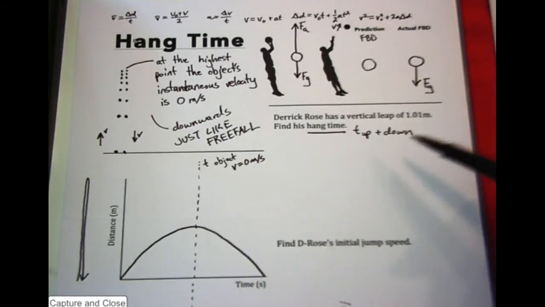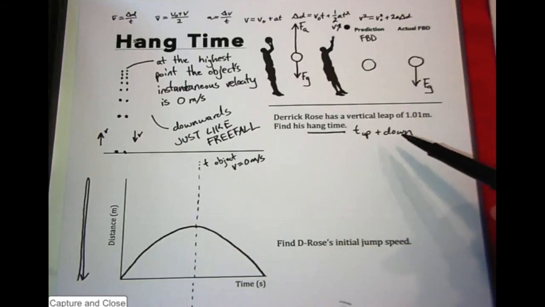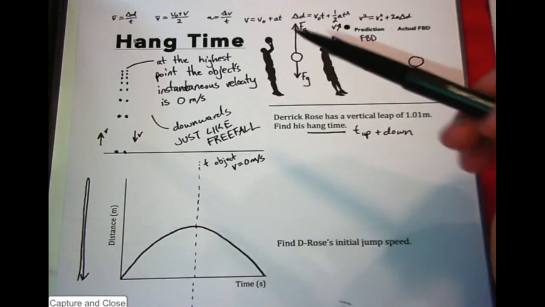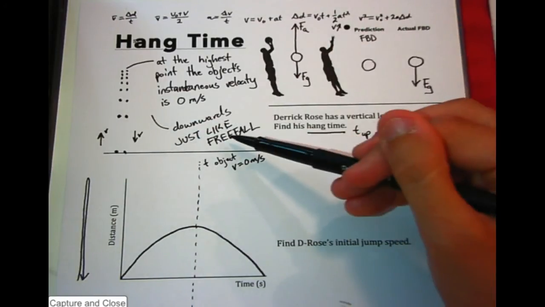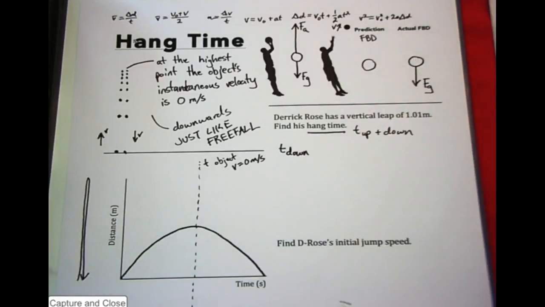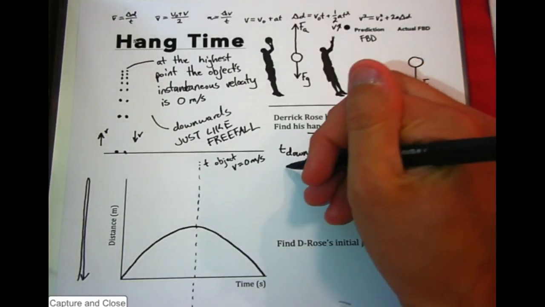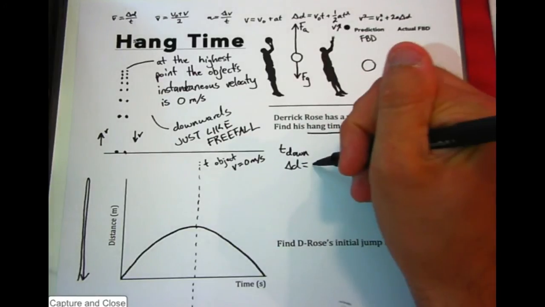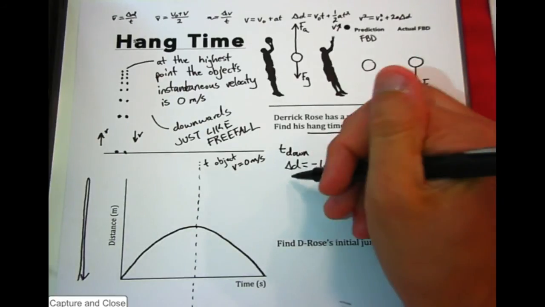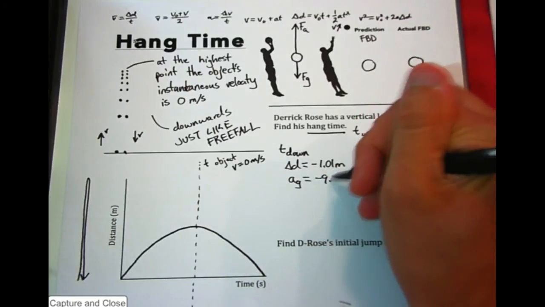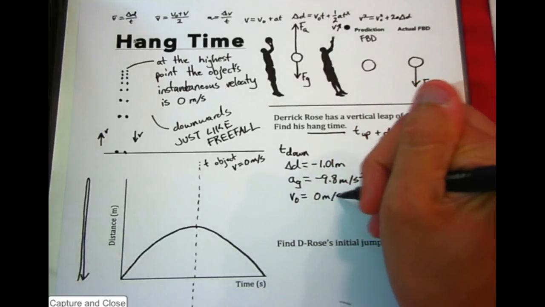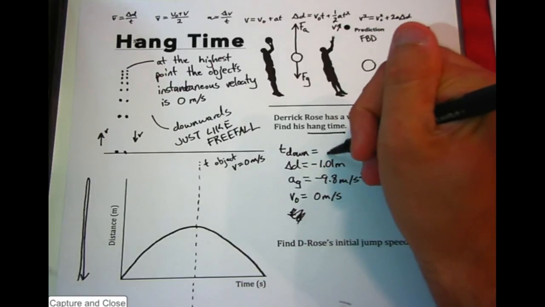Well, we know how to calculate the time it takes Derrick Rose to go down, right? Because at this point right here, his velocity is going to be 0 meters per second. And this is just going to be like a free fall equation. So let's first solve for the time it takes Derrick Rose to fall down. We know that the distance he's going to travel is going to be negative 1.01 meters. The reason I'm putting negative is because he's traveling downwards. And we know that our acceleration due to gravity is always going to be negative 9.8 meters per second squared. We know his initial velocity at that highest point is going to be 0 meters per second. And we're going to be looking for the time it takes to go down.